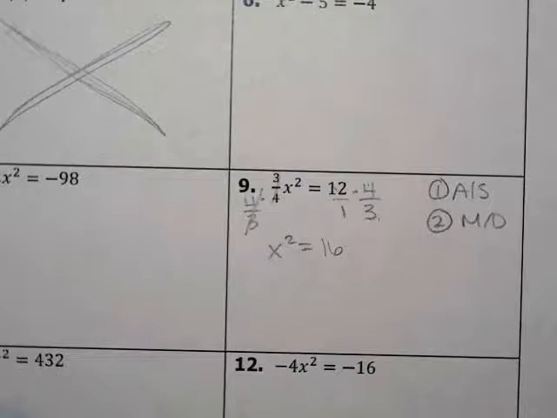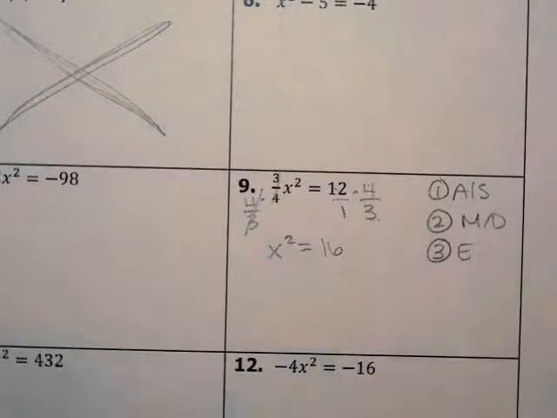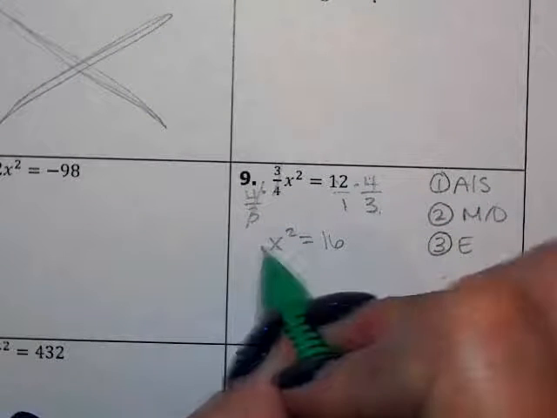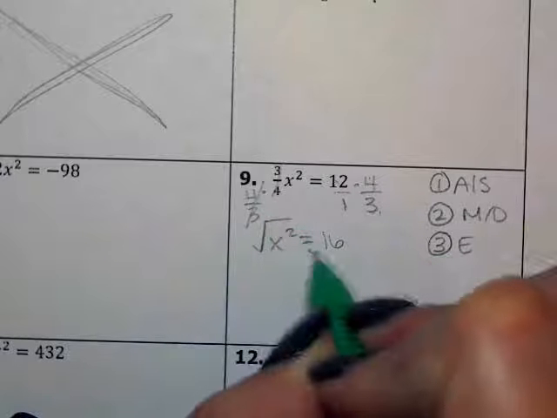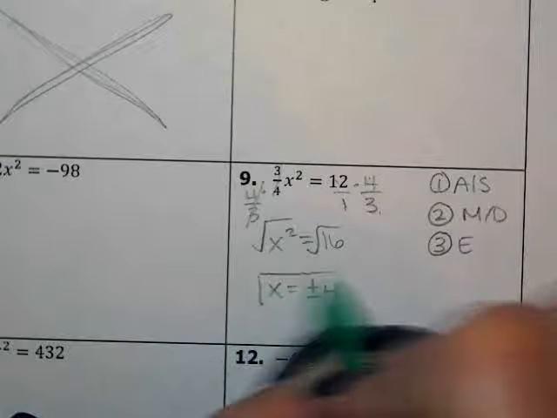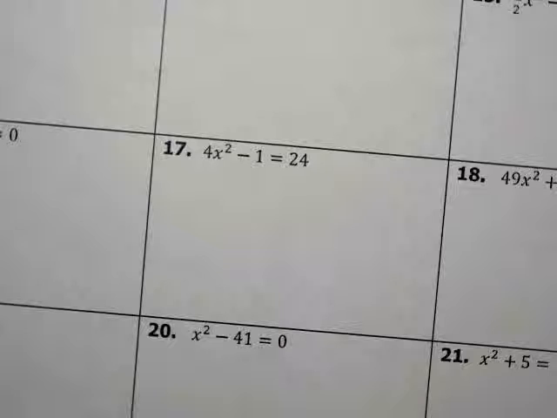Do we have an exponent to get rid of? Square root. And we get plus or minus 4. Okay. We had a lot of perfect squares on this side. I think we should flip the page over. I disagree with you, but let's do it anyway.